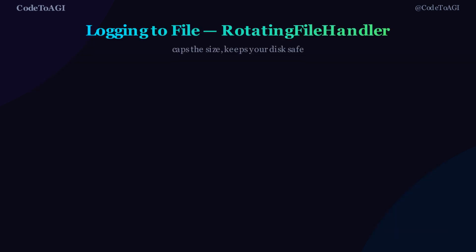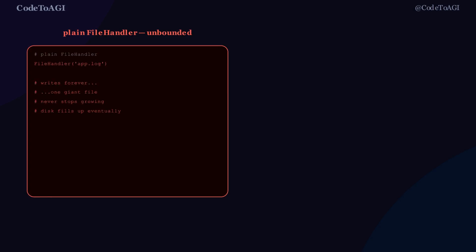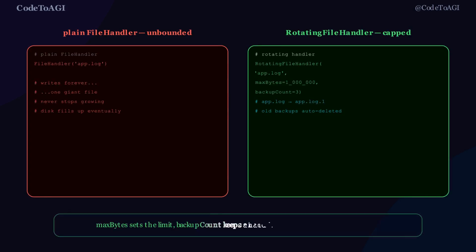A plain file handler writes to one file forever. That file grows and never stops. RotatingFileHandler caps the size and rotates automatically. Max bytes sets the limit. Backup count keeps old copies. When AppLog fills up, it quietly becomes AppLog.1. Your disk never fills up from logs again.